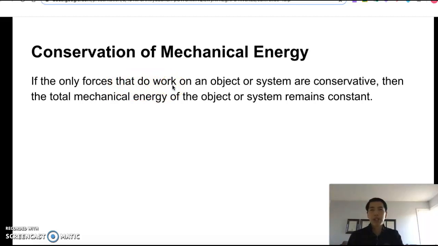So that means we pretty much have to be in like an ideal situation. It's got to be frictionless so that friction's not doing any work on it. There can be no air resistance.